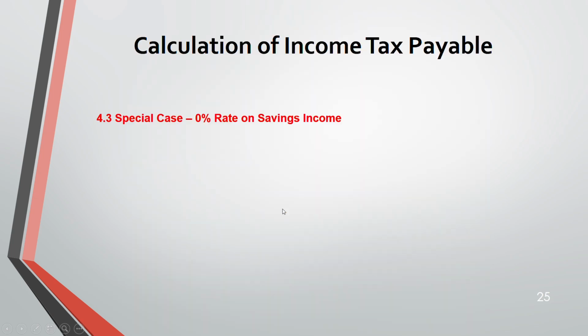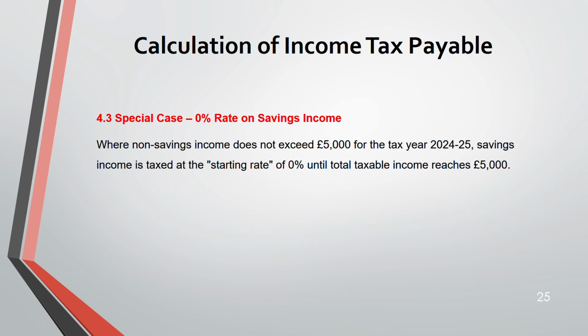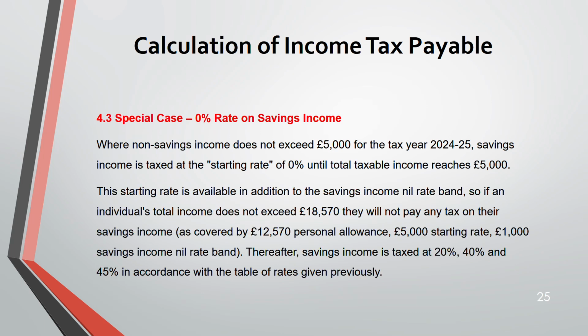Now, special case, 0% rate on savings income. Where your non-savings income does not exceed 5,000, your savings income will be taxed at 0%. This 0% is different from the savings nil rate band. The starting rate is available in addition to the savings income nil rate band. Two advantages: one is the starting rate 0%, the other one is the savings income nil rate band. In some cases both might be available.